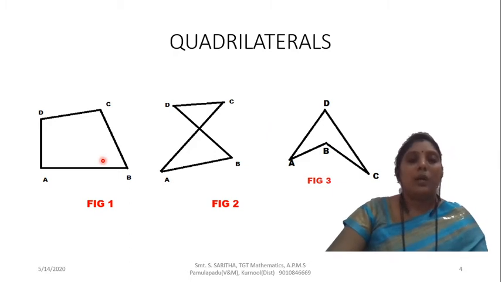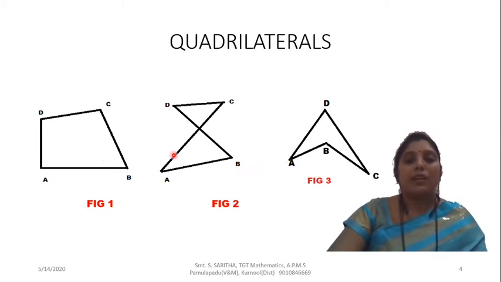Now, observe the quadrilaterals here. Figure 1, Figure 2, Figure 3 are quadrilaterals. These are formed with 4 line segments. In the first figure: line segment AB, line segment BC, line segment CD, and line segment AD. In the second figure: line segments AB, BD, CA, CD. Here in the third: line segment AB, line segment BC, line segment CD, and line segment AD.